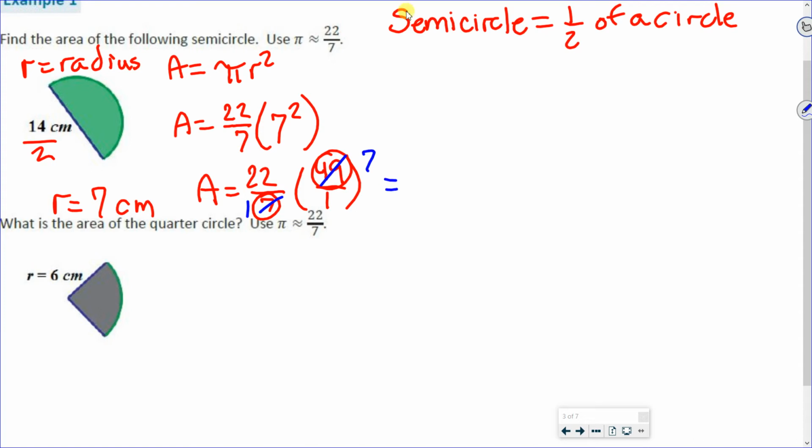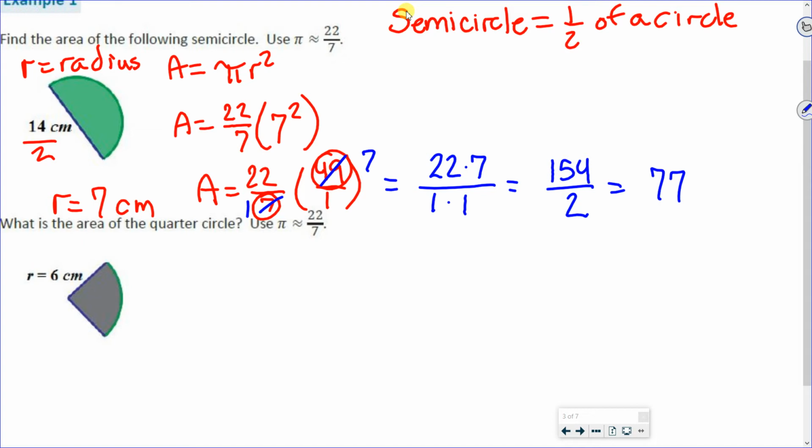So now I can multiply. 22 times 7, 1 times 1. 22 times 7 is going to be 154. 1 times 1 is going to be 1, so we're just going to leave it as 154. But now, that was the area of the entire circle. I only have a semicircle, which is half of the circle. So I'm going to take the area that I found for the circle, divide it by 2, and I get 77.